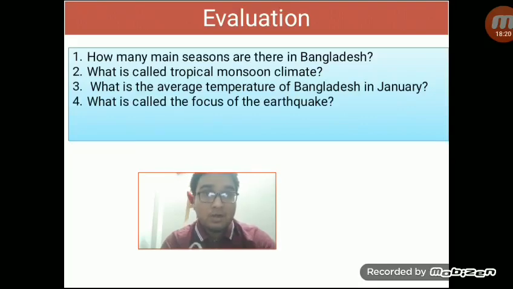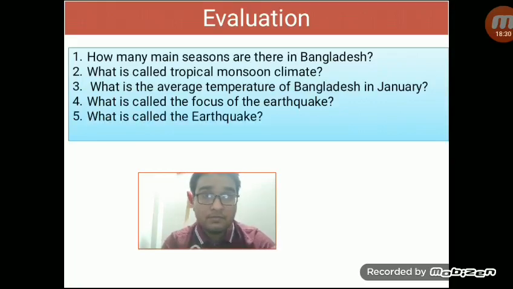Number 4, what is called the focus of the earthquake? When an earthquake is formed under the surface, that is called the focus of the earthquake. What is called an earthquake? Sudden vibrations of the earth's surface due to some natural causes or some man-made causes is called an earthquake.